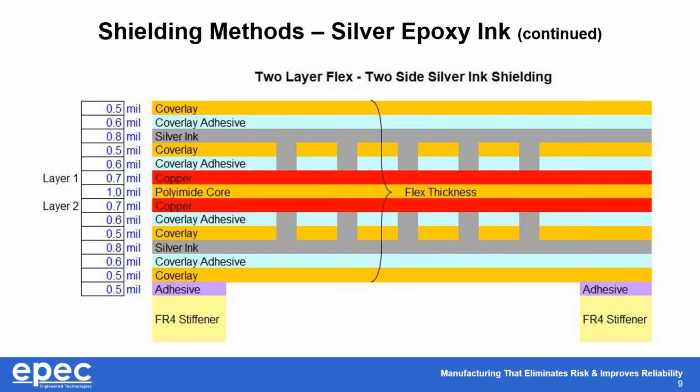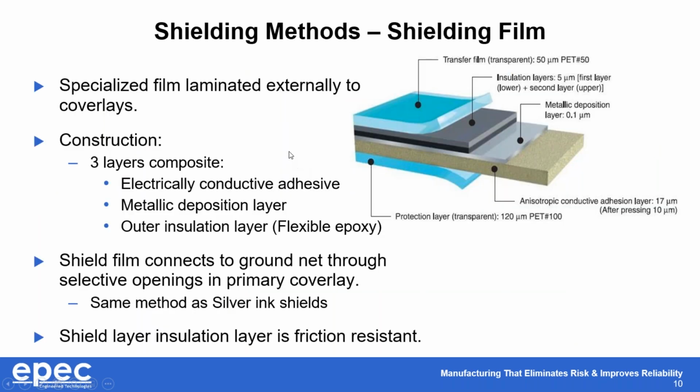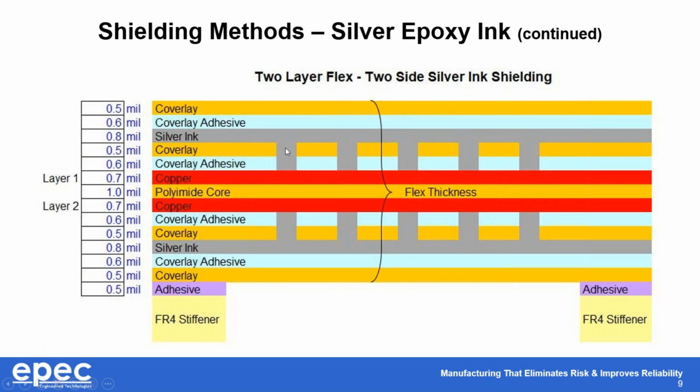So this graphic here is again a cross-sectional representation of a 2-layer flex circuit with silver ink shields applied to both sides. So the silver ink shields are above and below, and directly above layer 1 and directly below layer 2 copper, there's a cover lay. These areas here represent the openings in the cover lay for which the silver ink material then flows down, interconnects to the ground nets, shorts itself out, and then is encapsulated on both sides by a cover lay on the top and on the bottom.